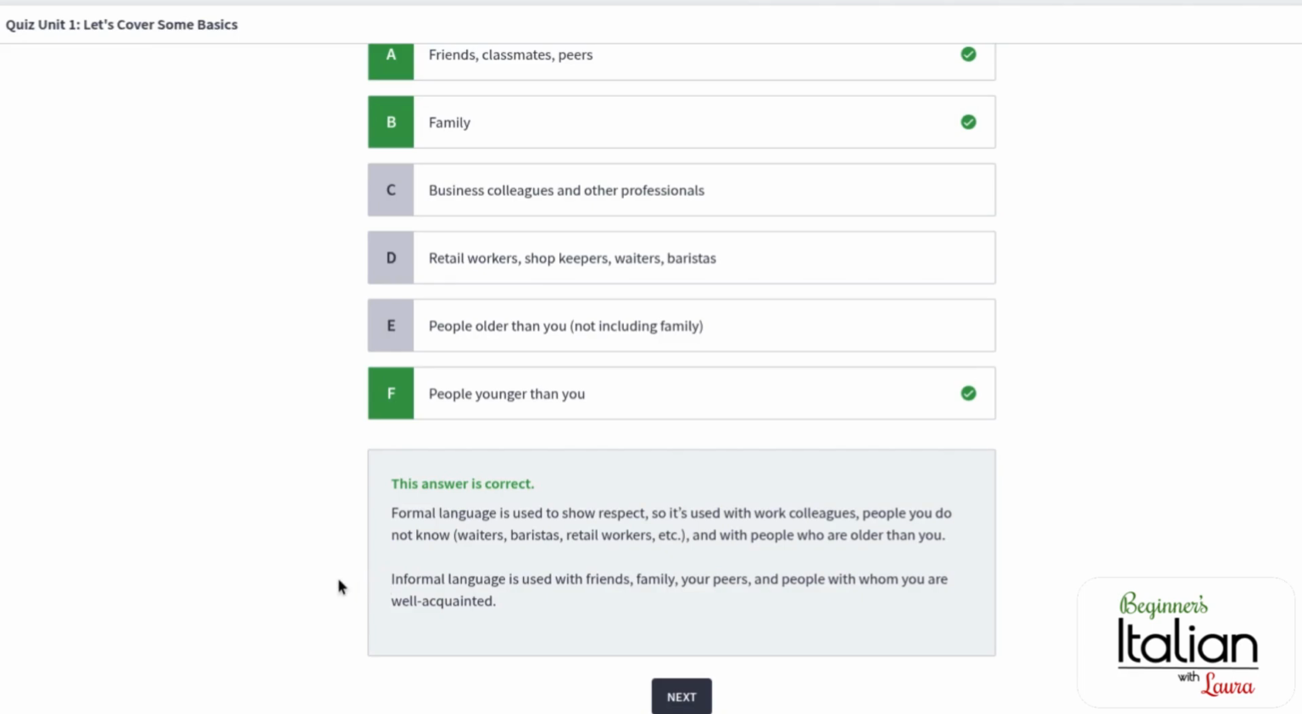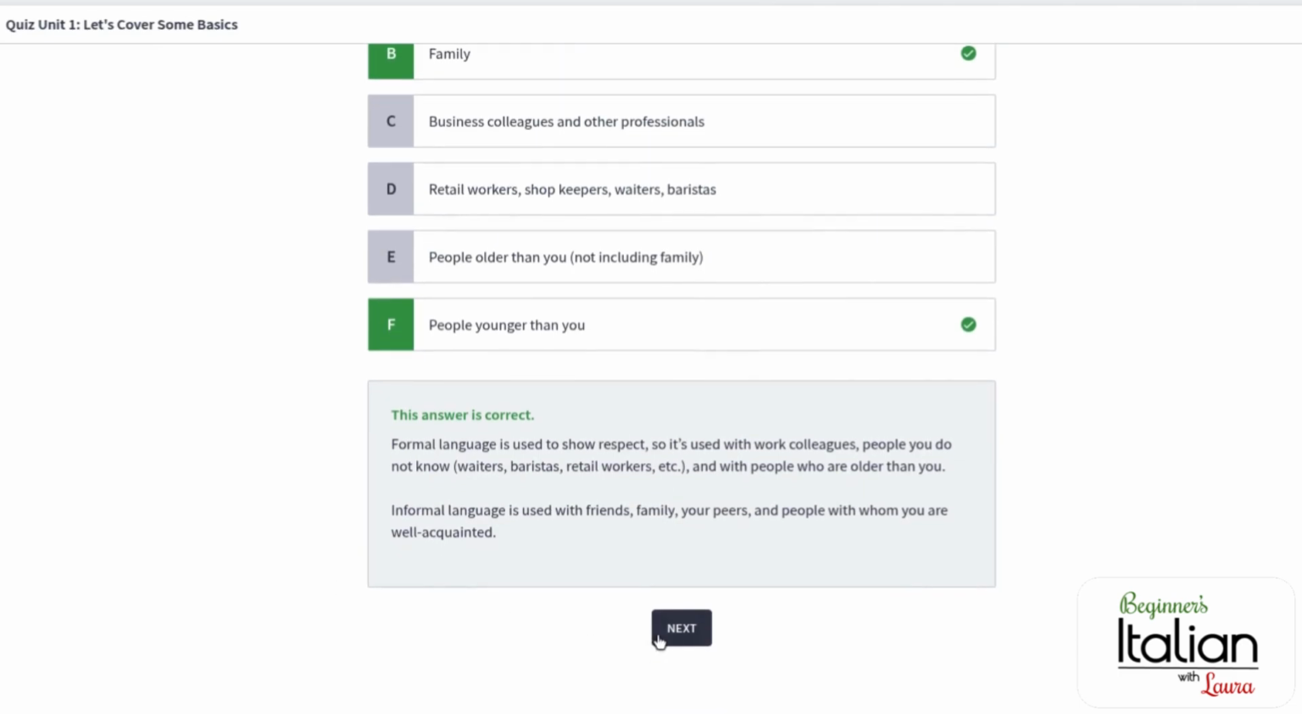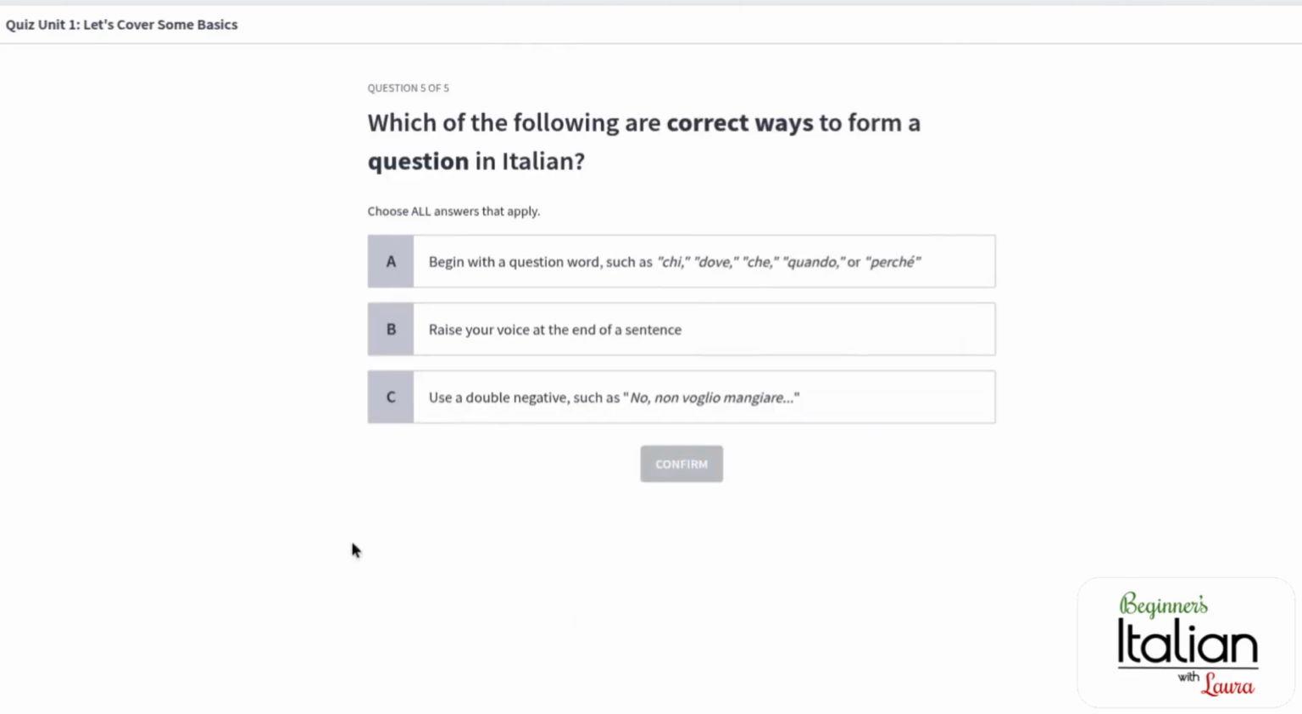Informal language is used with friends, family, your peers, and people with whom you are well acquainted. Okay, and number 5. Which of the following are correct ways to form a question in Italian? Choose all answers that apply. Okay, so letter A, begin with a question word such as chi, dove, che, quando, or perché.